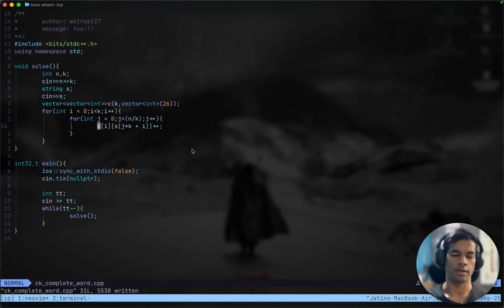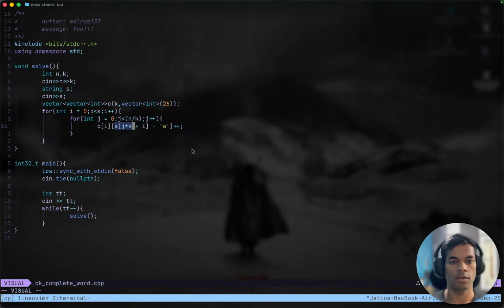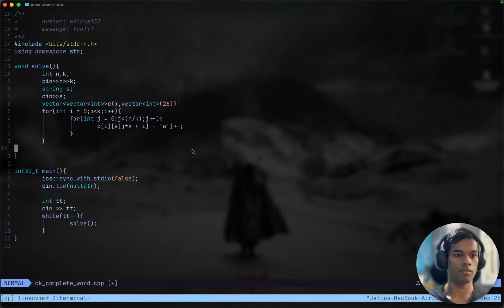What am I even doing here? This thing has to be subtracted minus A. Okay, I here is the ith character in chunks of size K, and this thing is literally that character which is there in the S string at this position, and we do minus A to get the index, and we are increasing its count by 1. It makes sense.